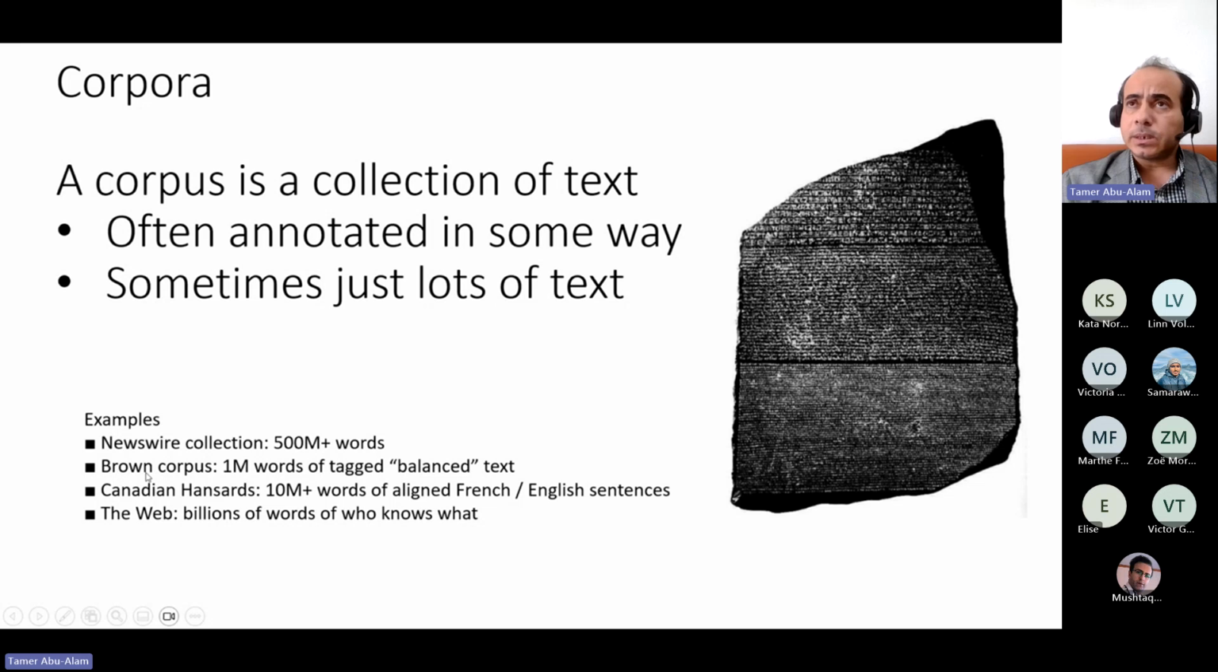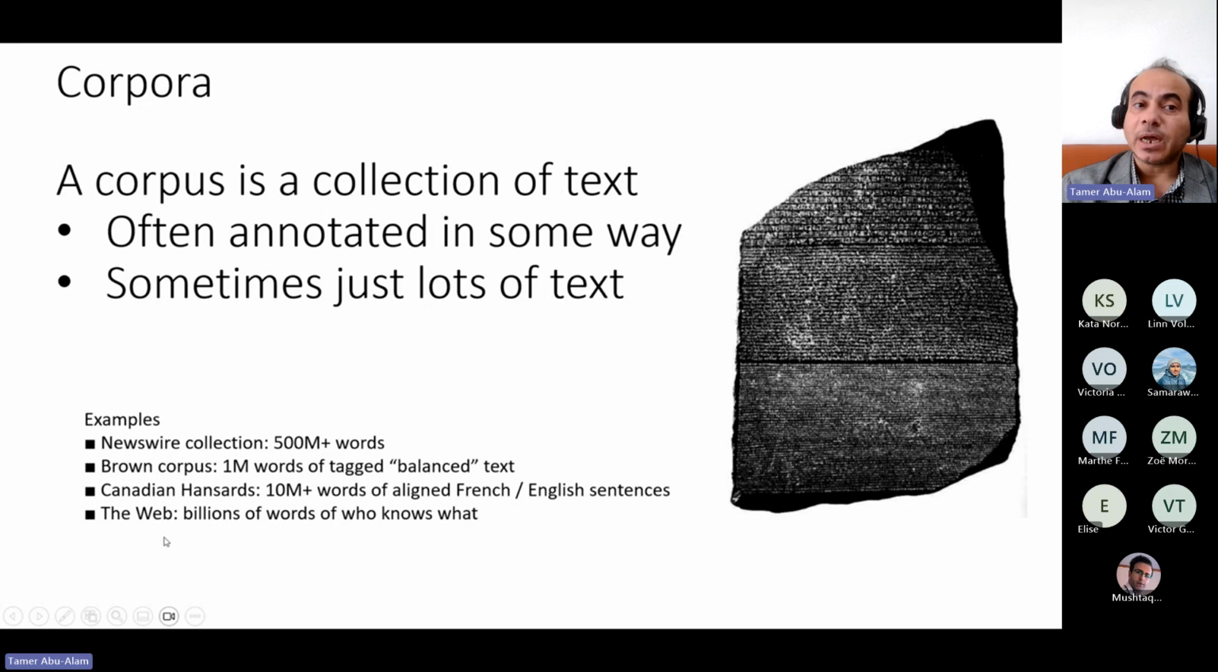Then there is another database called the Brown Corpus, and this includes 1 million words of tagged balanced text. So the first one is 500 million, the second one is 1 million tagged balanced. Then we have a Canadian database, and it includes 10 million words, English and French.